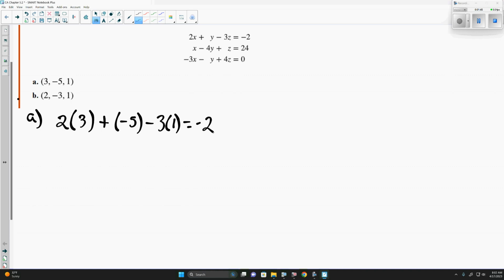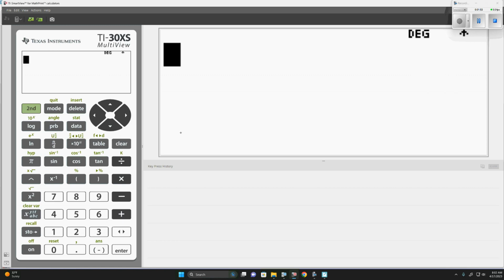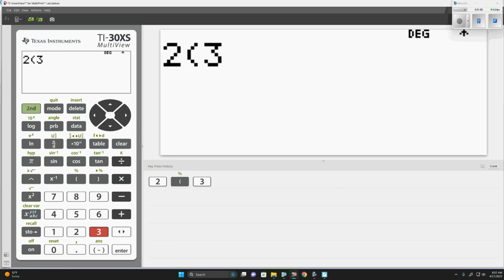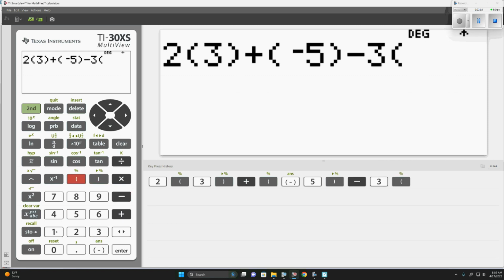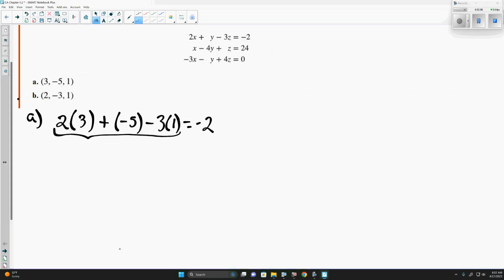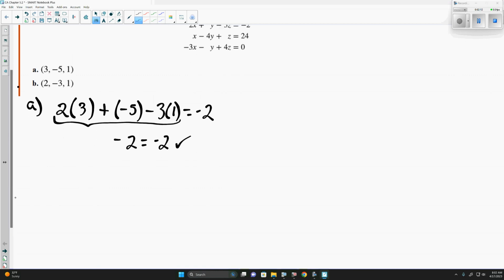Now we could do this by hand, or we can take all this and plug it straight into the calculator. So we can say 2 times 3 plus negative 5 minus 3 times 1. And we get negative 2. So it works with the first equation.